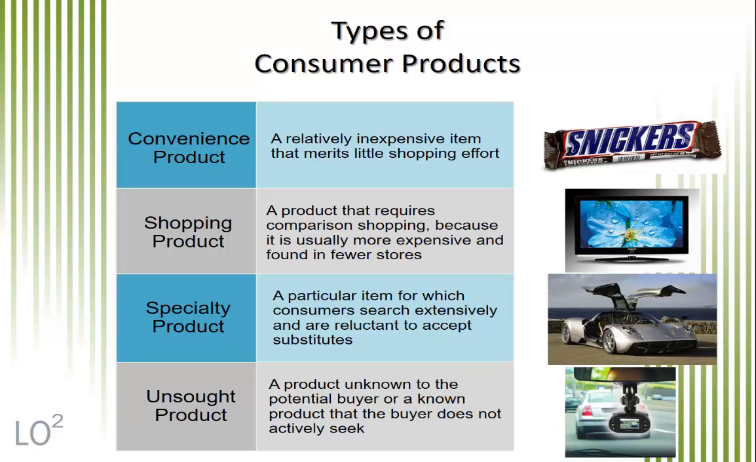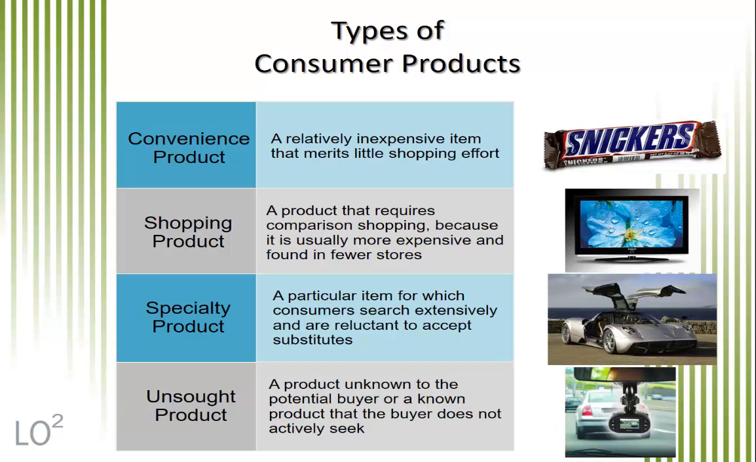First, convenience products are relatively inexpensive items that merit little shopping effort. For example, candy, soft drinks, deodorant, aspirin, hardware, and dry cleaning. Second, a shopping product is a product that requires comparison shopping because it is usually more expensive and found in fewer stores than the convenience product. Shopping products include homogeneous shopping products, including washers, dryers, and televisions, and heterogeneous shopping products, including furniture, clothing, housing, and universities.